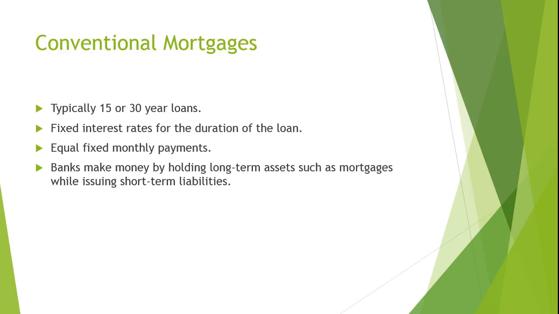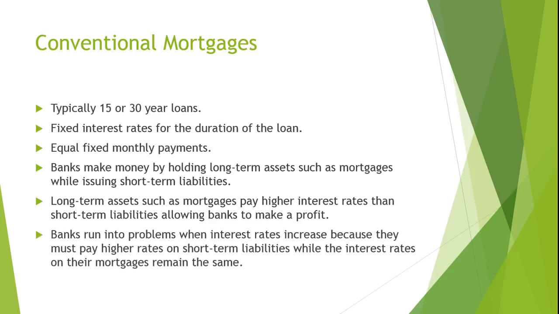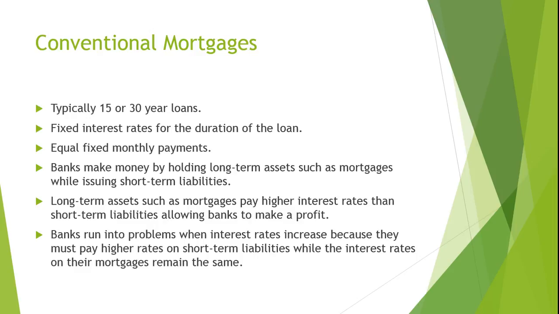Banks make money by holding long-term assets such as mortgages while issuing short-term liabilities. Long-term assets pay higher interest rates than short-term assets, allowing banks to profit. As interest rates increase, banks must make increased interest payments on deposits or short-term liabilities. However, the interest rates on their issued mortgages remain the same. As interest rates increase, banks may suffer.